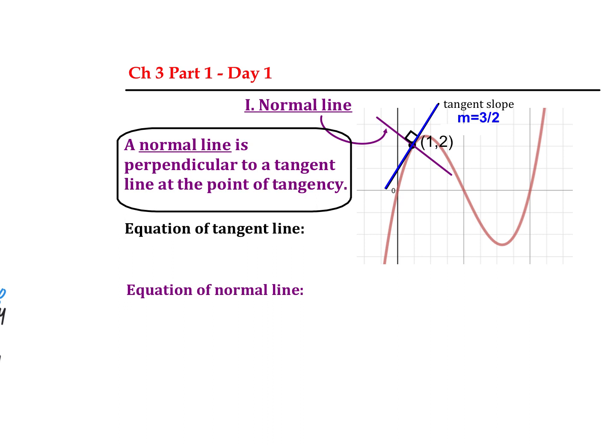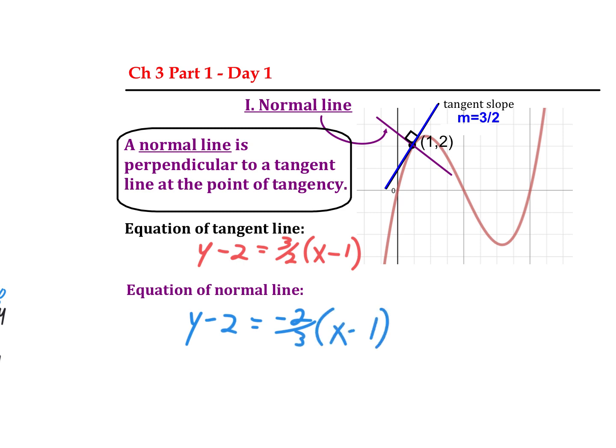So here we have a situation where we have a graph. We know the point. We know the slope. So we're going to write the equation of a tangent line. It would be y minus y1, so y minus 2, equals my slope, 3/2 times x minus 1. If you know the point, you know the slope, that's all you need. But if you have the tangent slope, you also have the normal line slope. This equation will look the same. The only difference is the slope is going to be the opposite reciprocal.